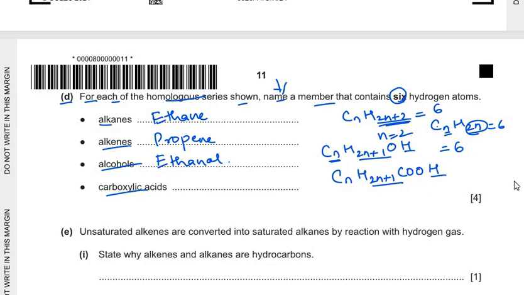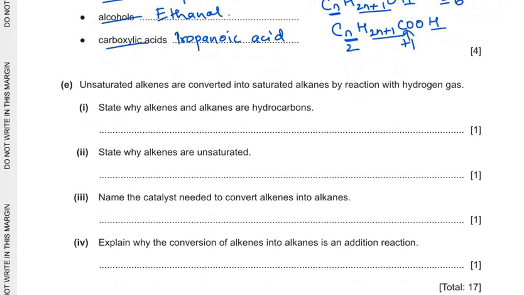That is possible only when Cn is 2 plus 1 carbon here. So it is 3 carbon in total, 2 plus 1 of this, so that is propanoic acid. Propanoic acid is the one which will have 6 hydrogen atoms. Let's see what is there in the next part.